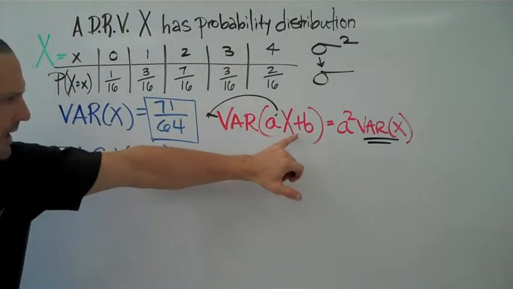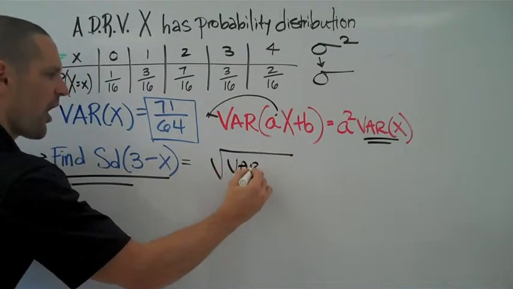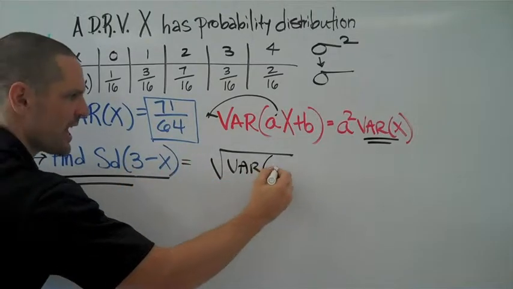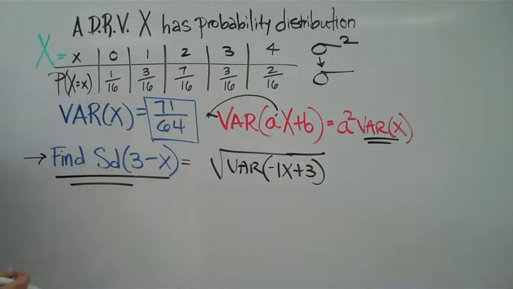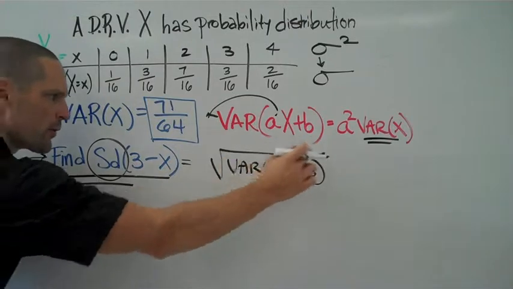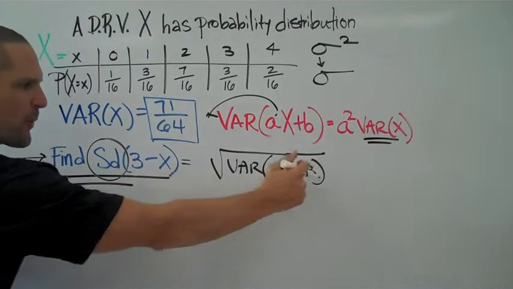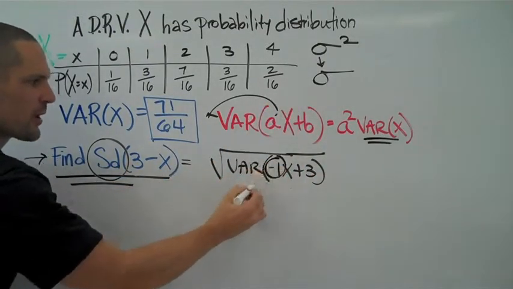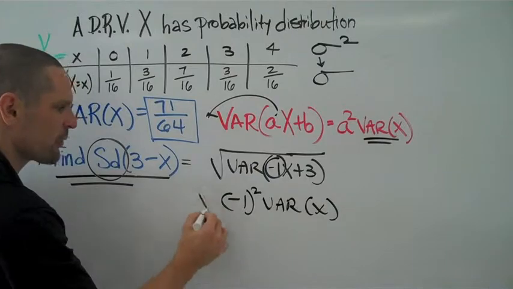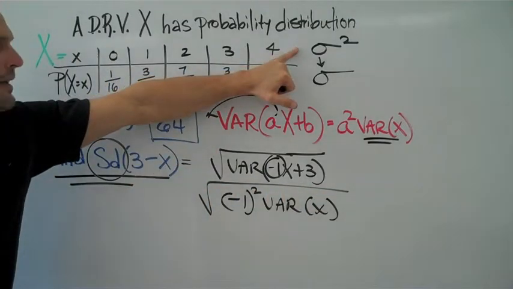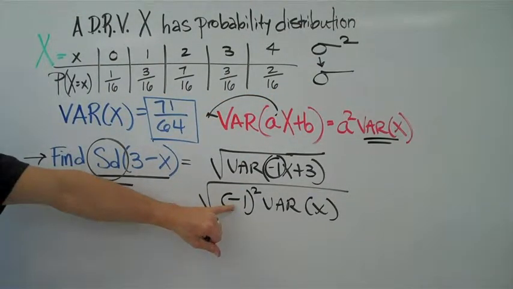Find the standard deviation of 3 minus x. Well, I want it in the form of ax plus b. So let's find the square root of the variance of, instead of 3 minus x, negative 1x plus 3. Now, why did I write the square root of variance? Well, because that's the definition of standard deviation. I want to take the square root of the variance. Well, what is the variance of negative 1x plus 3? Remember, we don't have to consider that b term. We're just concerned with moving that negative 1 out in front and squaring it and taking the variance of x. And then we're going to take the square root of the whole thing because we don't want the variance, we want the standard deviation. Well, this is easy because negative 1 squared is 1.